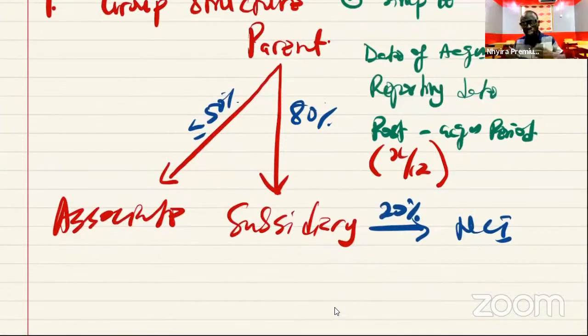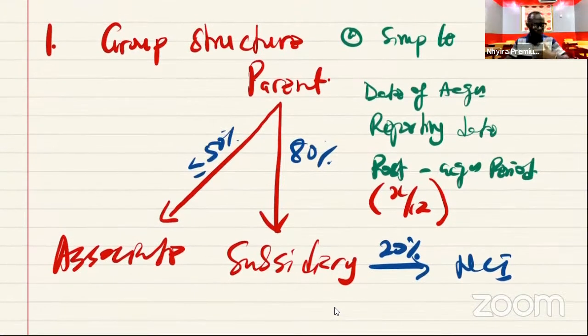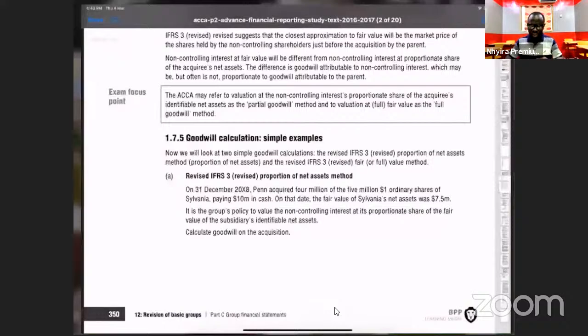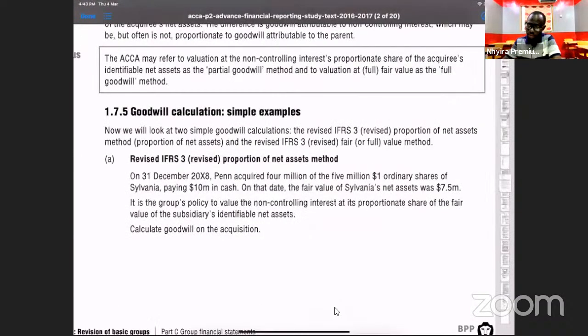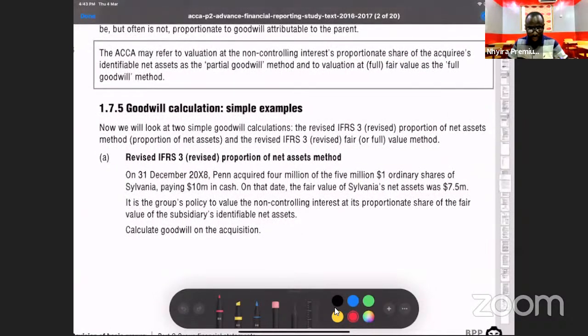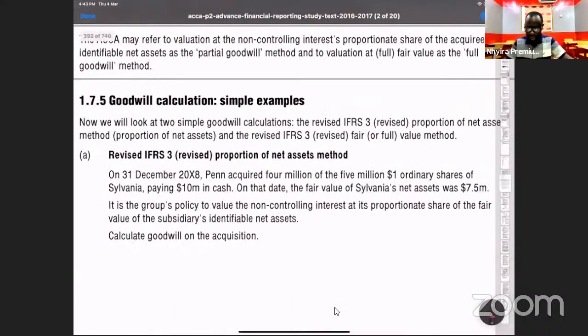Now, sometimes the examiner may not give you the percentage of acquisition by the parent directly in the question. In such cases, we would have to determine the percentage of acquisition from the information provided by the examiner. So let's crunch some numbers and look at how we calculate the percentage of ownership and then bring up the group structure. Let me zoom out a little bit to make it a bit bigger.